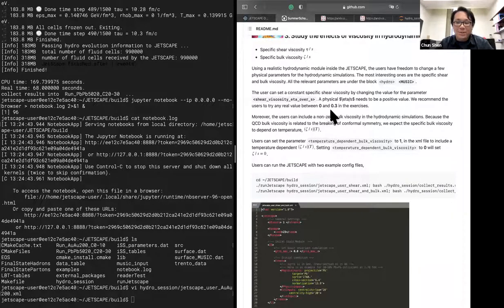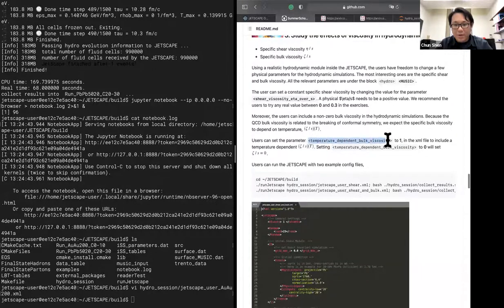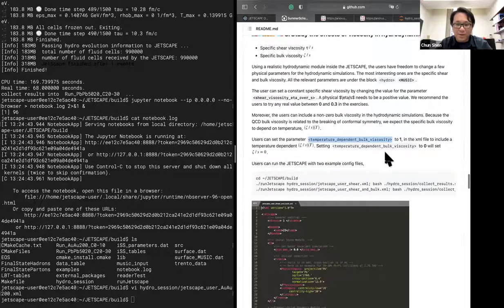So that'll be the first step: to change viscosity, or just include or not include bulk viscosity. There is a next exercise trying to give you more detailed modifications, using a more elaborate control on the temperature dependence of shear and bulk viscosity. Here we are basically giving you an example of turning on and off the temperature-dependent bulk viscosity by setting this parameter in the XML file to 0 or 1. 0 means no bulk viscosity and 1 means there is bulk viscosity.